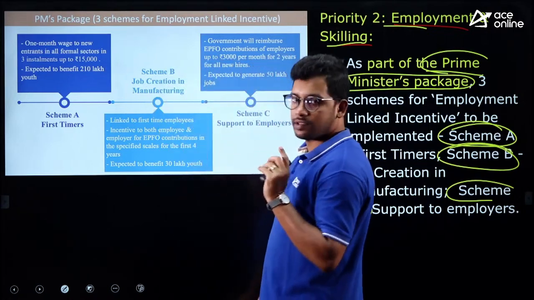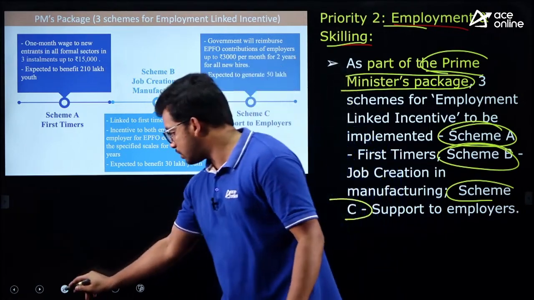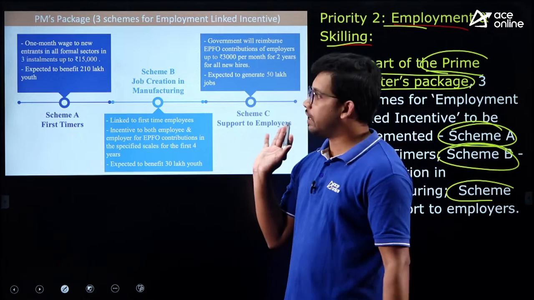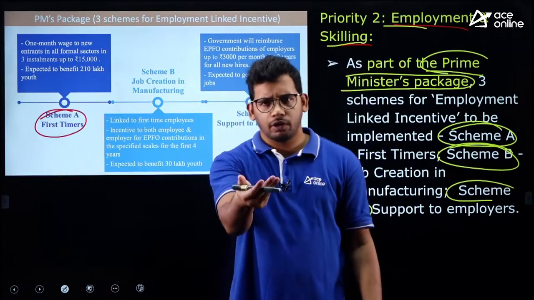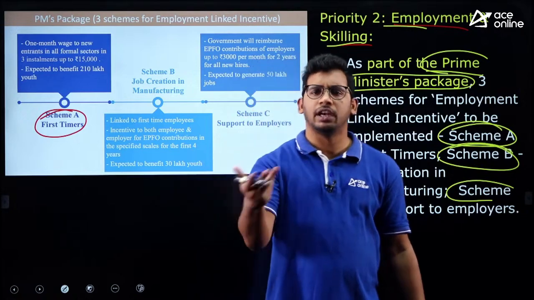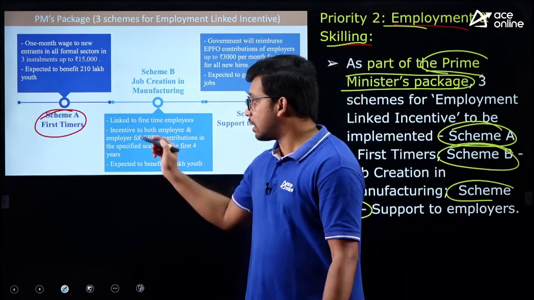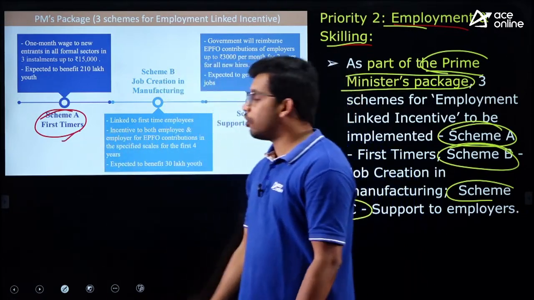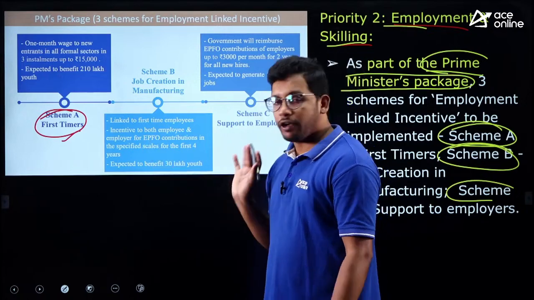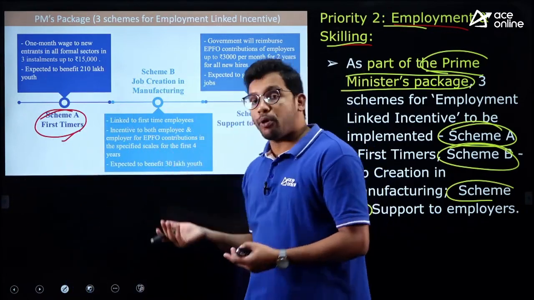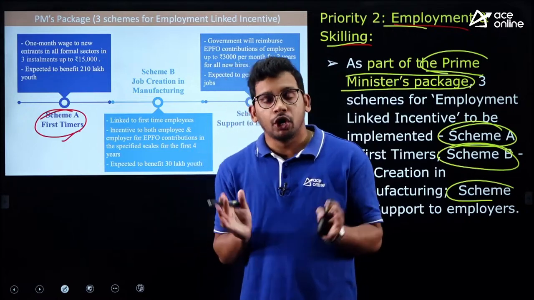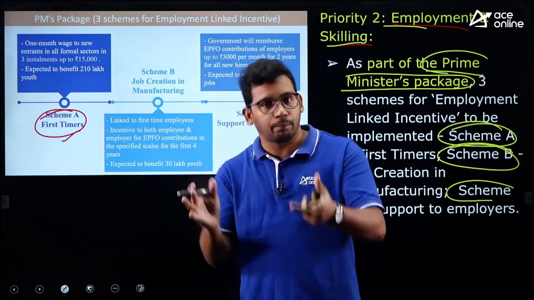Now let us see what is this scheme A and scheme B and scheme C as well. There are 3 schemes to create employment. First one, scheme A, for the first timers. So if you are a fresher, that means without any employment till now, for that particular section the government has launched scheme A, where they are encouraging those who want employment to go and register, take an employment, right?